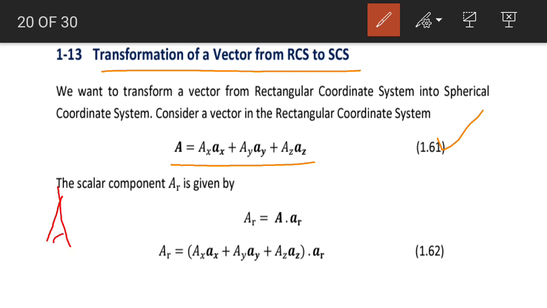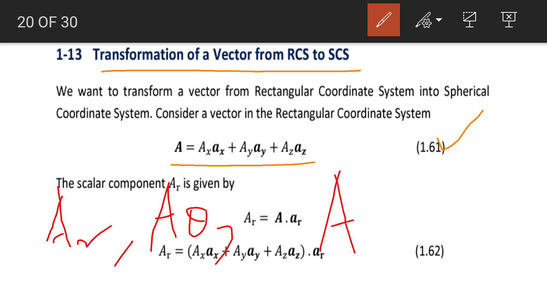component of this vector in the direction of the unit vector AR, which is represented by AR. We need to find out the component of this vector in the direction of the unit vector A theta, and we need to find out the component of this vector in the direction of the unit vector A phi. So we need to find out these three components. Once these three components are known, we can represent the same vector in the spherical coordinate system.